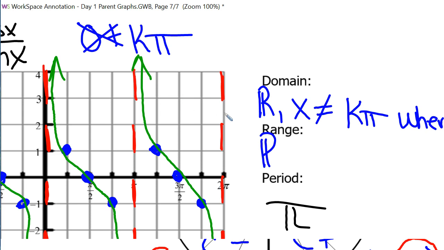Make sure you memorize what these parent functions look like. You will have a quiz tomorrow where you will have to draw at least one of these. So make sure you know what a sine, cosine, tangent look like and what the reciprocals look like.